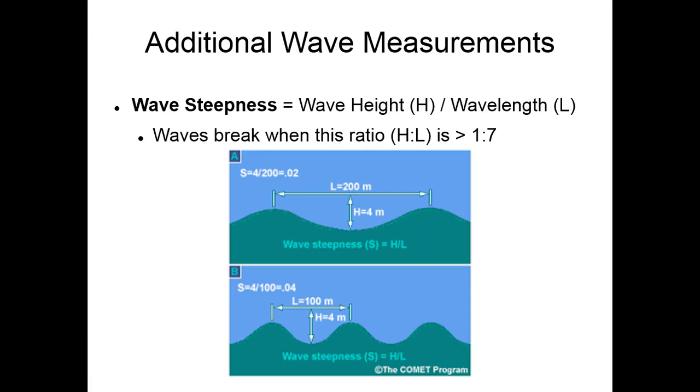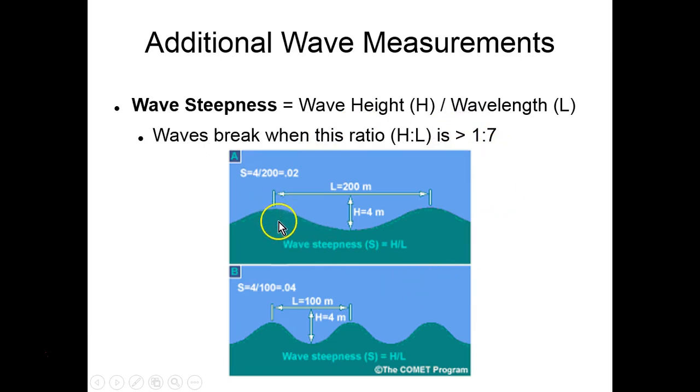Okay, additionally, we can make some other wave measurements. For example, we can measure wave steepness, and this basically tells us how steep a wave is, and it also gives us an idea of how close the wave is to breaking, or in other words, having the crest topple over. So the wave steepness is calculated by taking the wave height and dividing it by the wavelength. So that's basically how tall is the wave compared to how wide is the wave. And a wave will break when the ratio of wave height to wavelength is greater than 1 to 7.